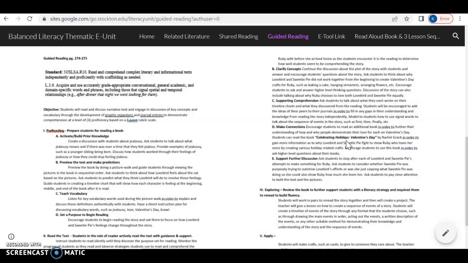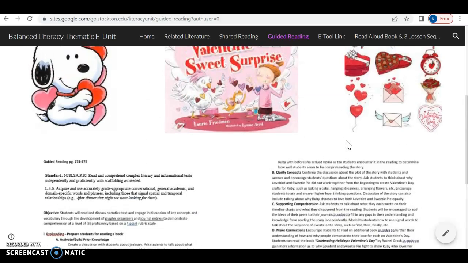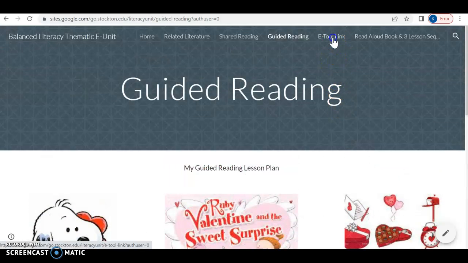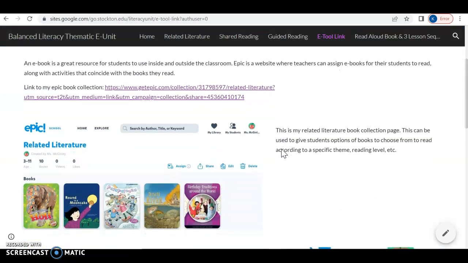Students will learn about the emotion of jealousy and to understand why someone may feel jealous in the book and in real life. Students will learn how to use illustrations and text to predict and discuss how characters in the book are feeling as the plot progresses. Then we're going to go over to our e-tool link.